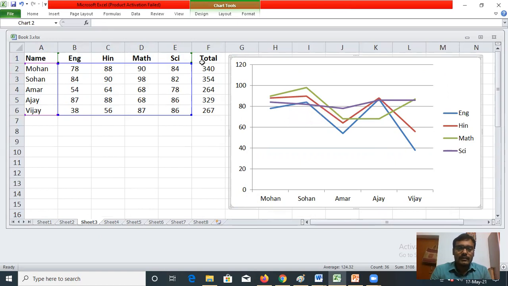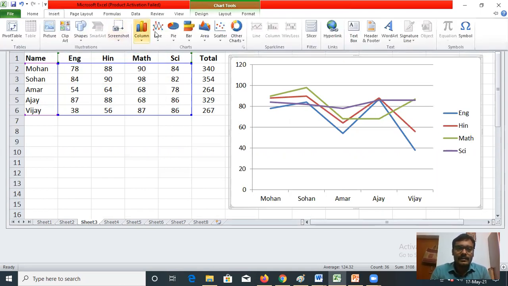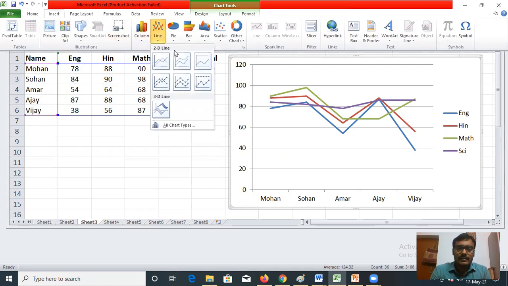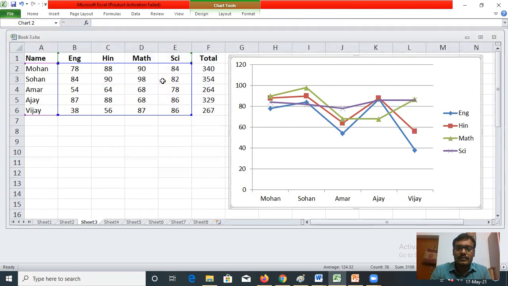Now you can select this chart and its data will be selected. Here you can see the total marks have not been included in this chart. Understood? Now you can also make changes in this chart. Go to insert, go to line chart, and you can select another type. Select this one. Now you will be able to see that its data series has been generated.